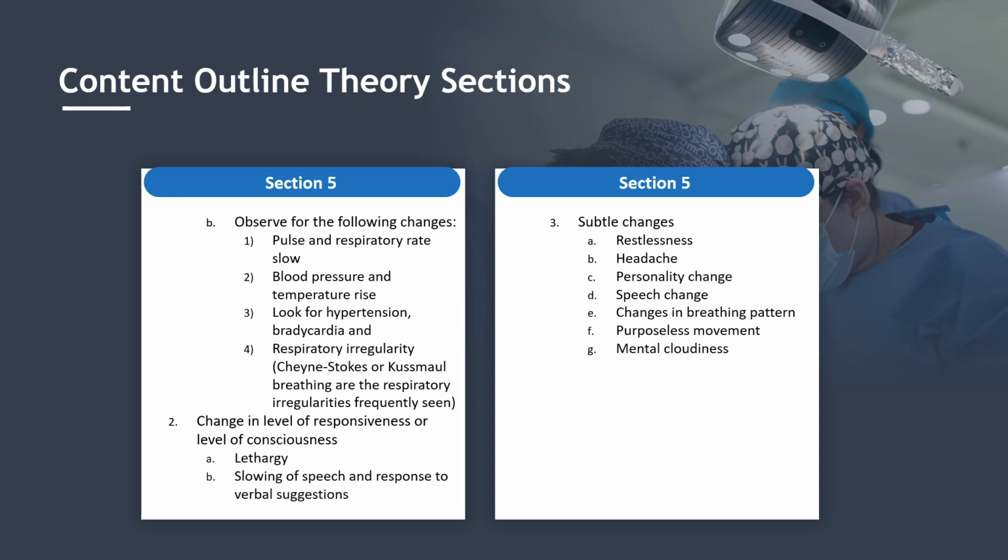Observe the following changes. Pulse and respiratory rate slow. Blood pressure and temperature rise. Look for hypertension, bradycardia, and respiratory irregularity, such as Cheyne-Stokes or Kussmaul breathing, which are the respiratory irregularities frequently seen. Change in level of responsiveness or level of consciousness. Lethargy, slowing of speech in response to verbal suggestions. Subtle changes: restlessness, headache, personality change, speech change, changes in breathing pattern, purposeless movement, and mental cloudiness.